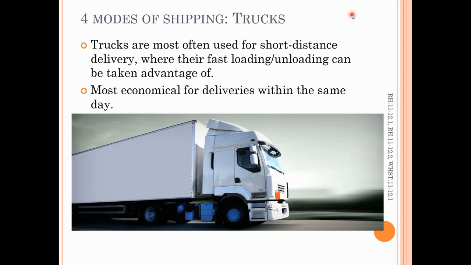So when I'm thinking about how I need to ship my product, I need to think about not just the distance, but the method, the way I'm going to do it. So there's four types, right? Four modes really. Trucks are the best for short distance delivery, where you need to unload something really quickly. These are the best for same day deliveries, which is why when you finally get your UPS package you've been tracking, it's coming in a truck.